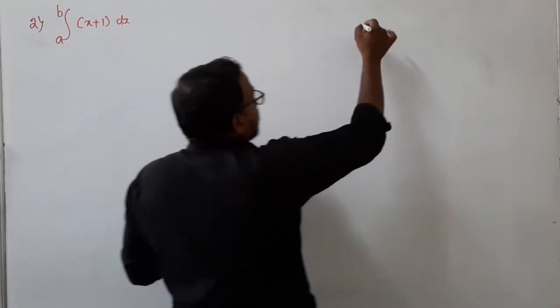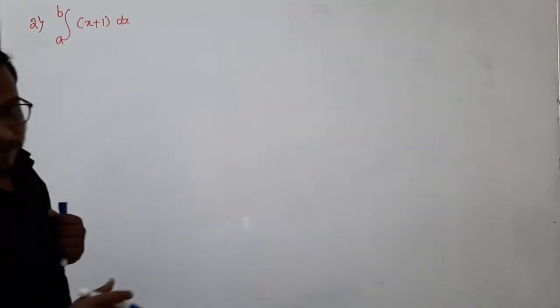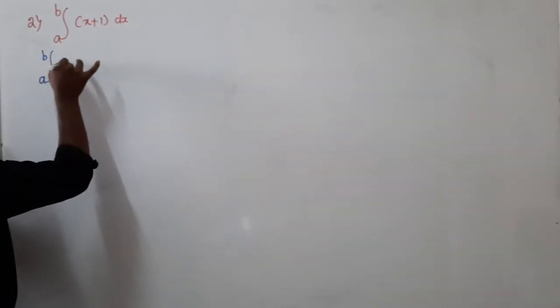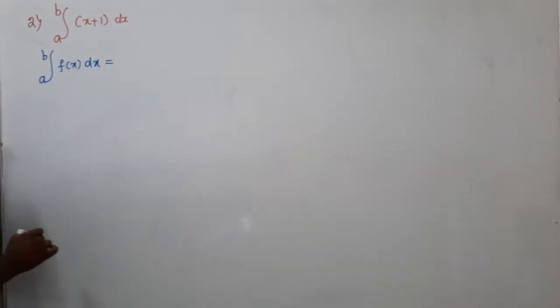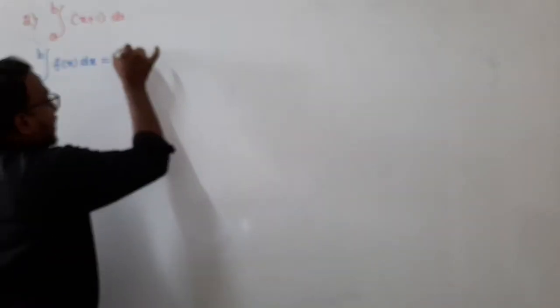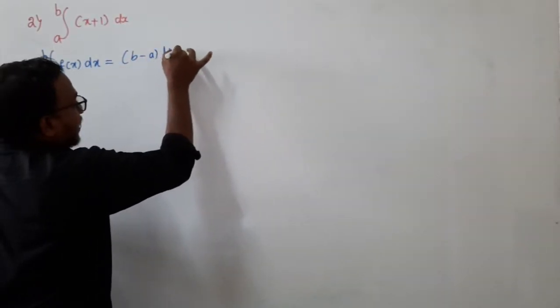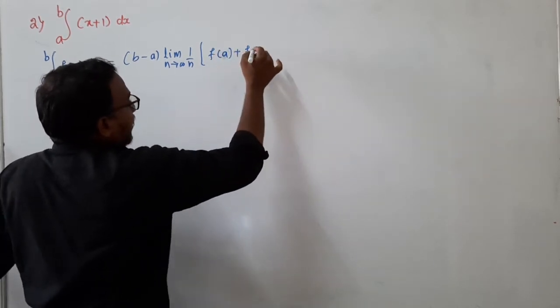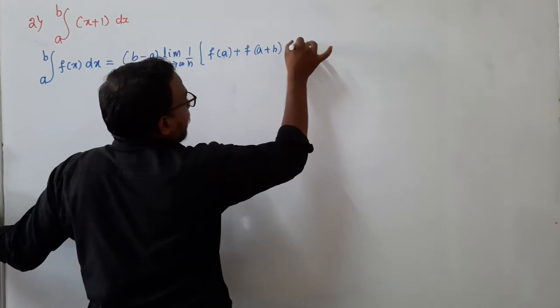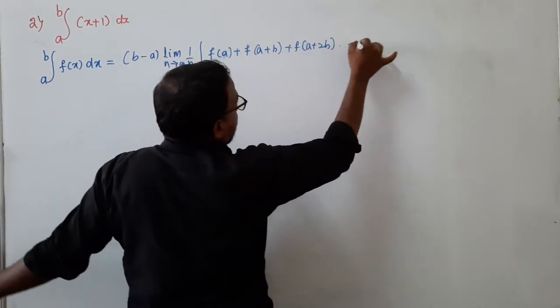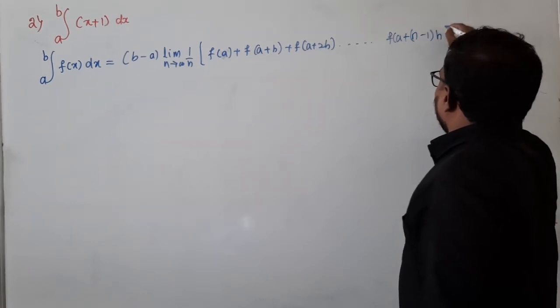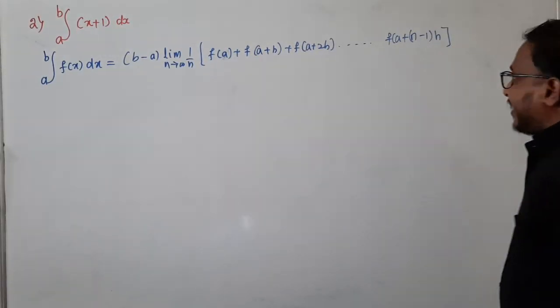First, I am writing the limit of a sum formula. The integral from a to b of f of x dx is equal to b minus a, limit n tends to infinity, 1 by n into f of a plus f of a plus h plus f of a plus 2h and so on up to f of a plus n minus 1 into h.